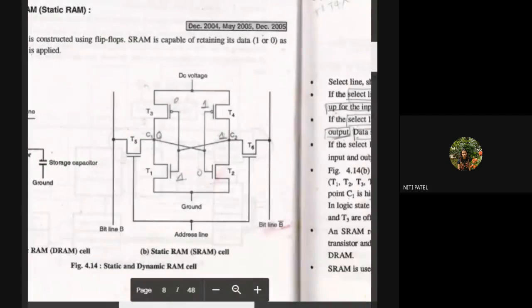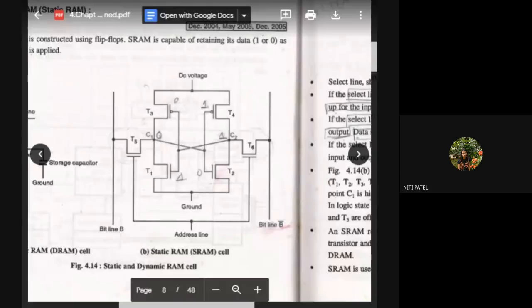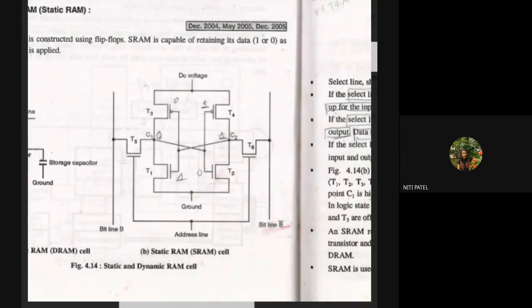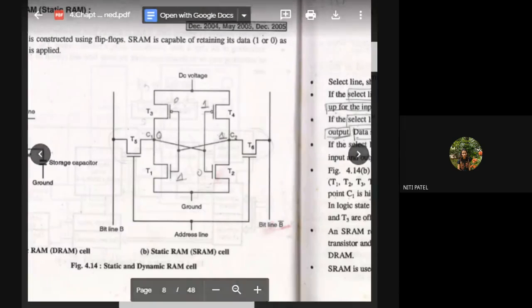Now, how does it work? See here. You have come to this diagram on page number 414b, static RAM cell. Now, in this static RAM cell, what we have is bit lines B and B bar. Okay, one is input, one is output.